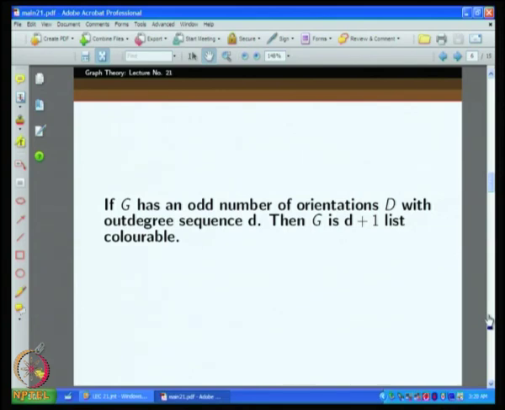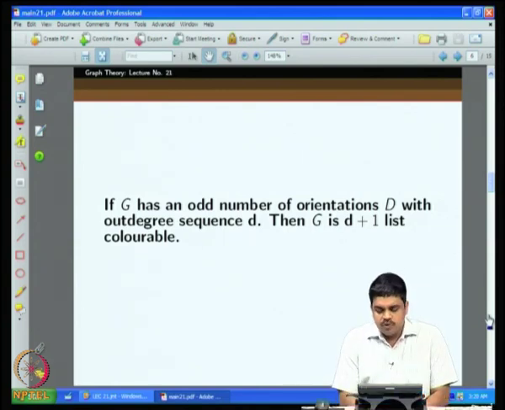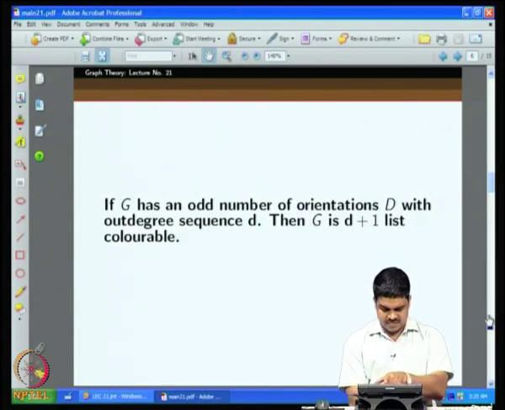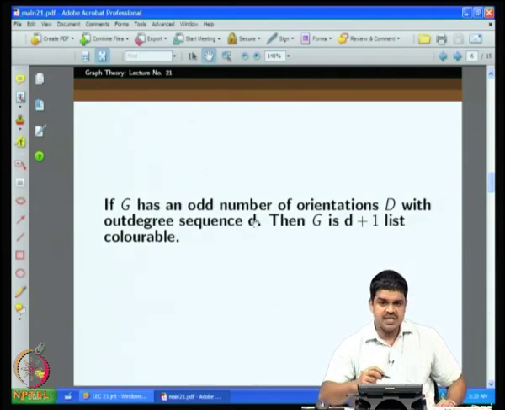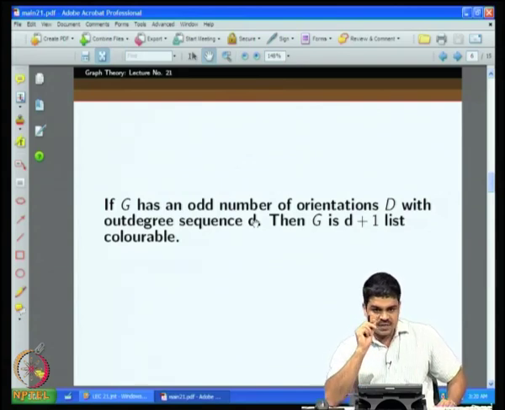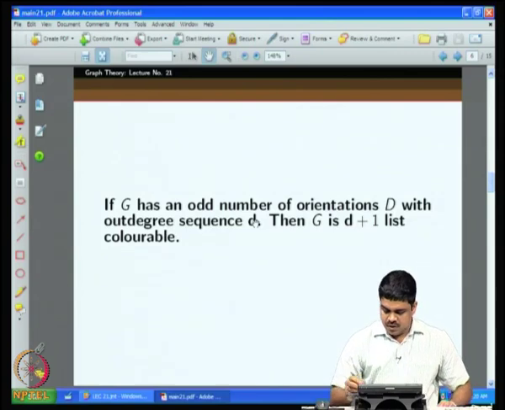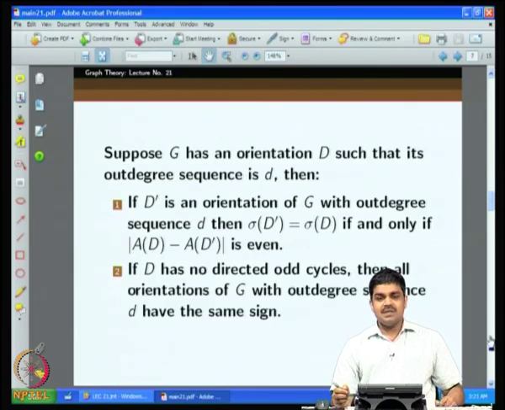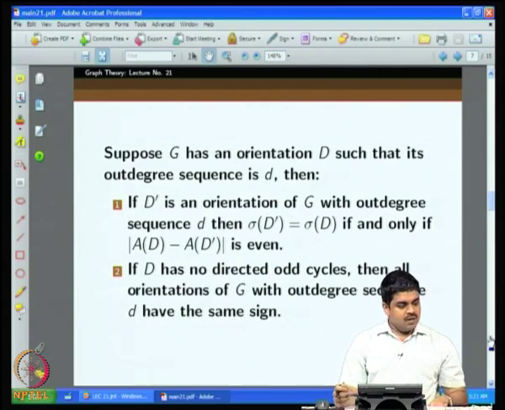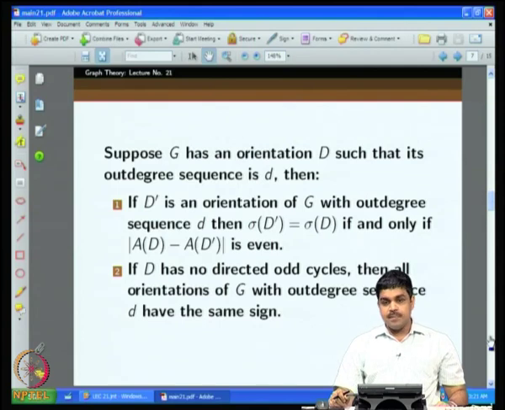So therefore we can state this statement: if G has an odd number of orientations D with out degree sequence D, then G is D plus 1 list colorable. This D essentially is a short form for the degree sequence. It contains the degree of each vertex, D1, D2, D3 like that, right. Now, this is asking for a little complicated condition. It says that first of all, if you are given a degree sequence, you have to count the number of orientations with that degree sequence.